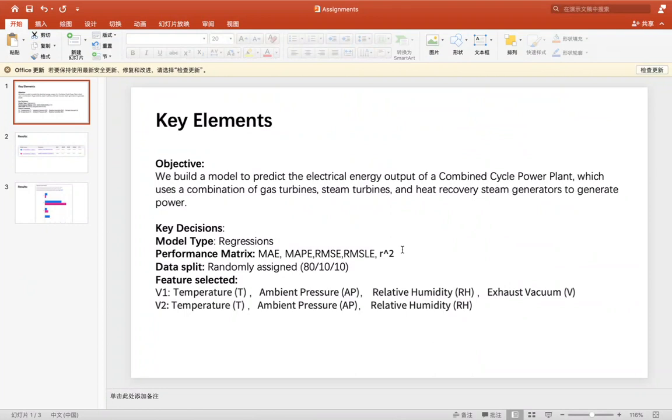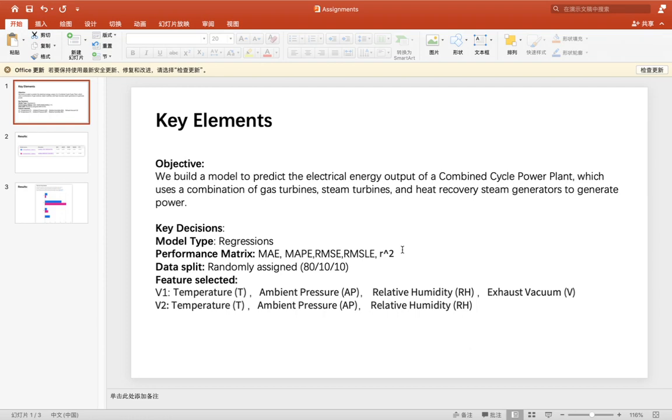So we have made several important decisions. We chose regression since we are predicting a continuous variable. We defined the performance metrics that we evaluate our models with, like mean absolute error (MAE), R square, etc. And for the data split, we divided our dataset into 80% for training, 10% for validation, and the remaining 10% for testing.